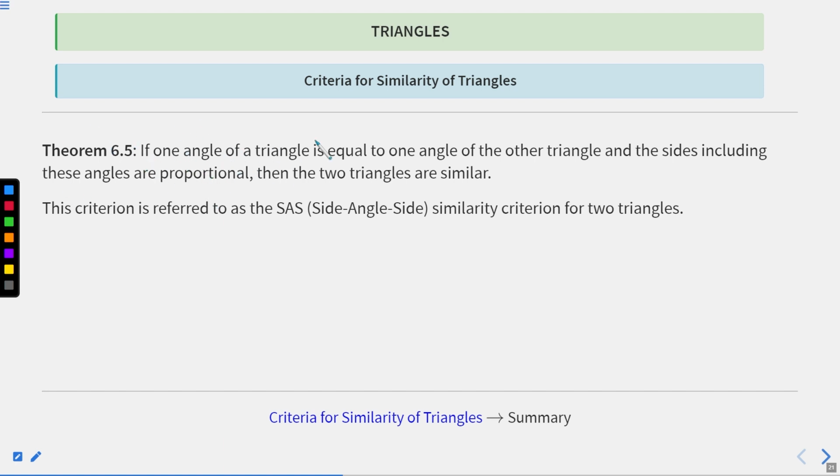If one angle of a triangle is equal to one angle of the other triangle, and the sides including these angles are proportional, then the two triangles are similar. So here we are given that one angle of the triangle is equal to one angle of the other triangle, and the sides including these angles are proportional. Then it implies that the two triangles are similar. This criteria is referred to as the SAS similarity criteria for two triangles.